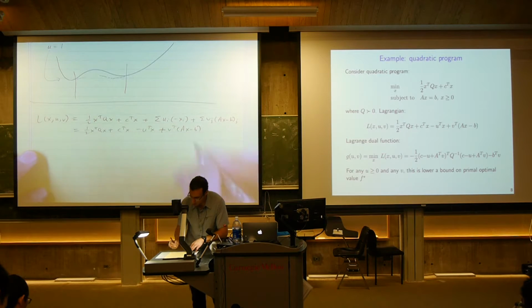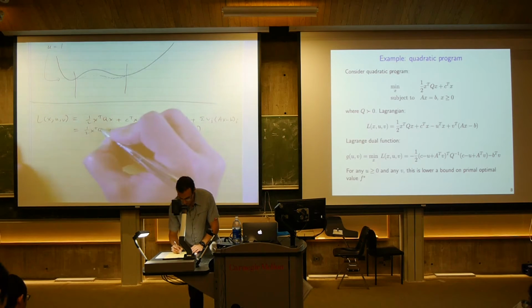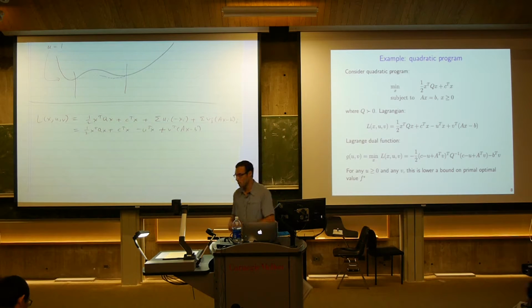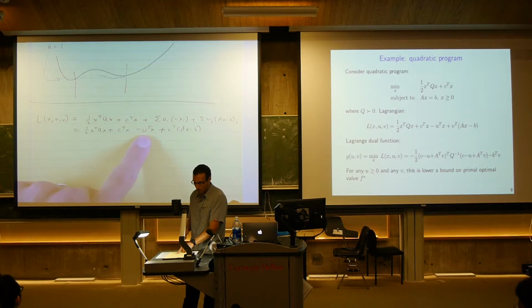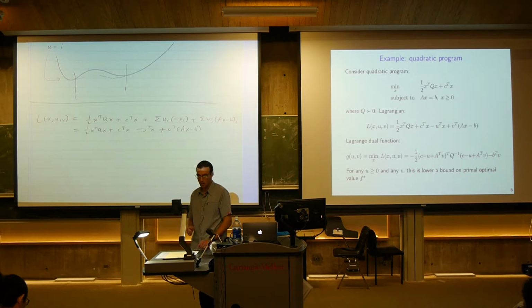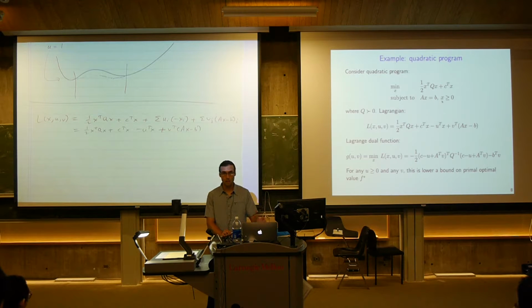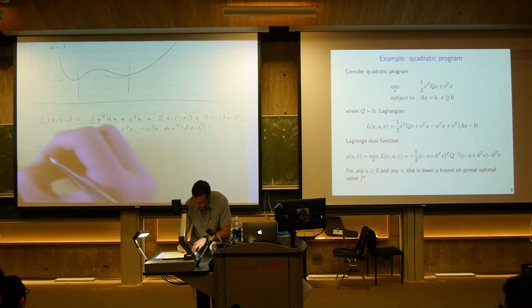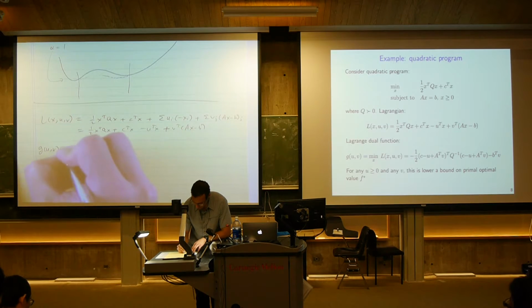Okay? So that's the Lagrangian. And let's think about forming the dual function. It's going to be a function of u and v. We're going to get rid of x by minimizing out over x, and we're not going to have to think about this constraint set anymore. We're going to completely forget about it for the moment. Just minimize this function over all x. So g(u,v) is the minimum over all x of the Lagrangian.